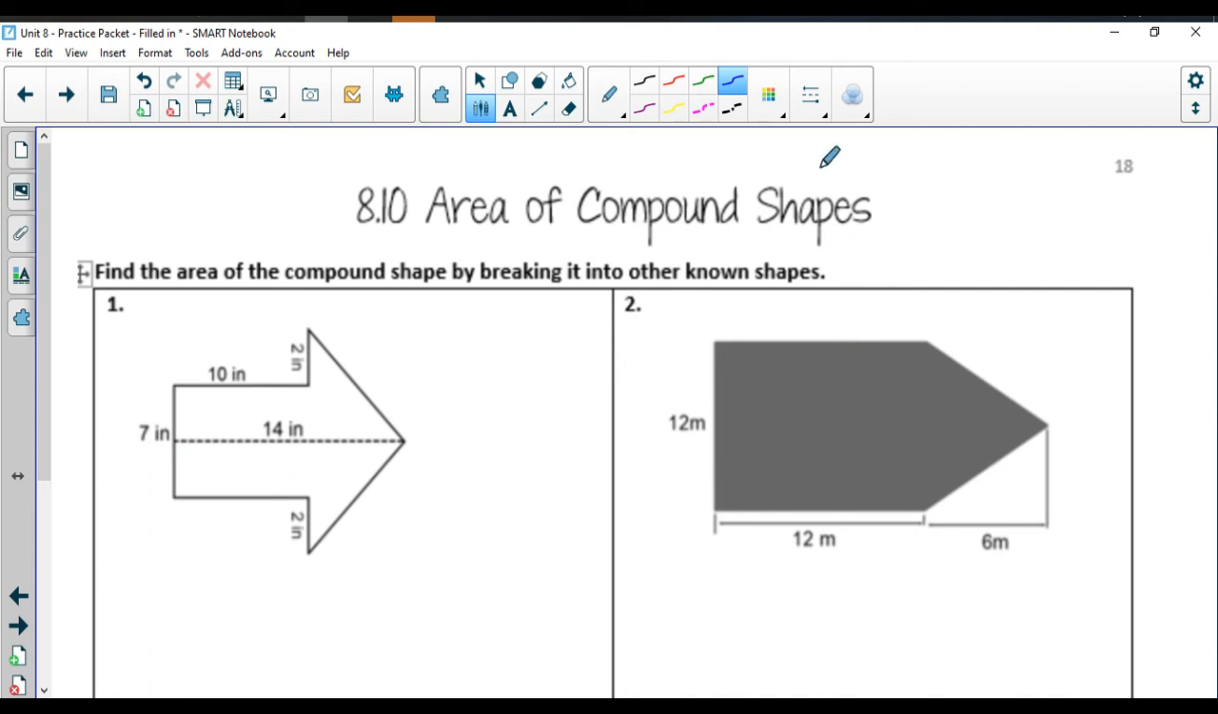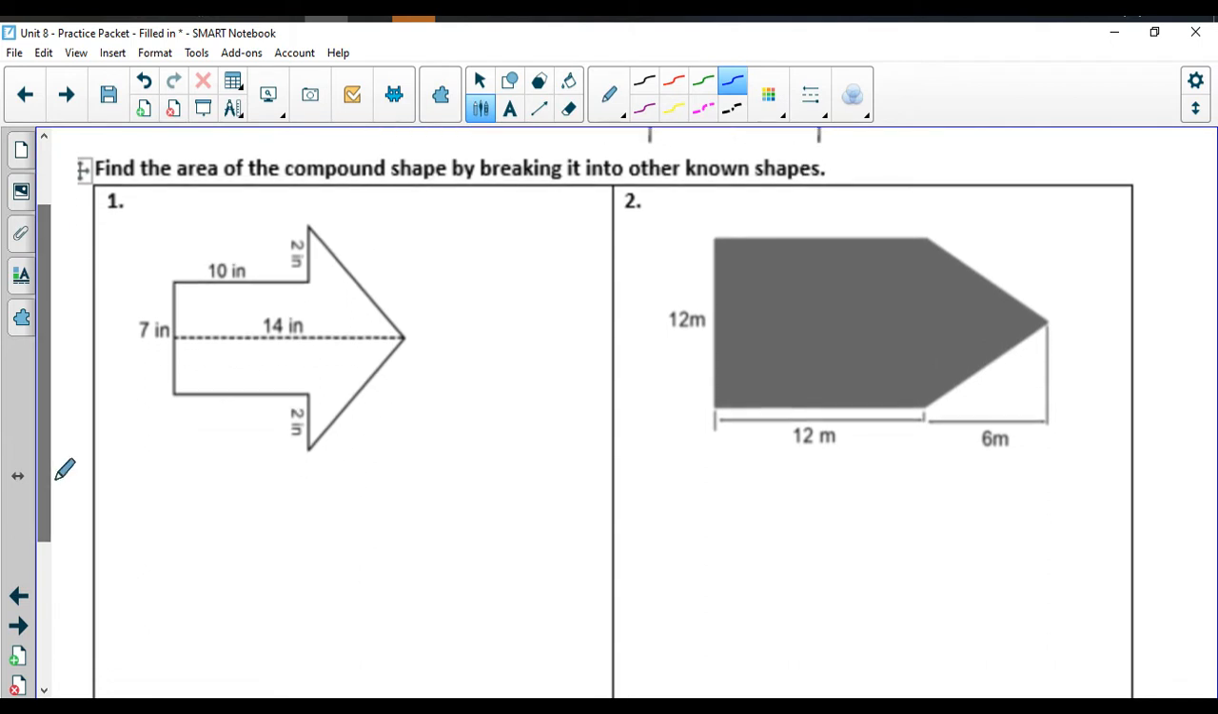Practice packet, lesson 8.10, area of compound shapes. We're on page number 18 here. We're going to split these up. You're finding the area of the shape by breaking it down into other shapes. So I'm going to go ahead and break this into a triangle and a rectangle, it looks like.